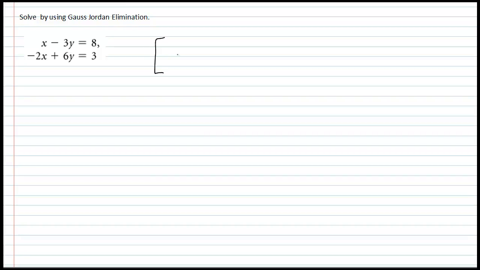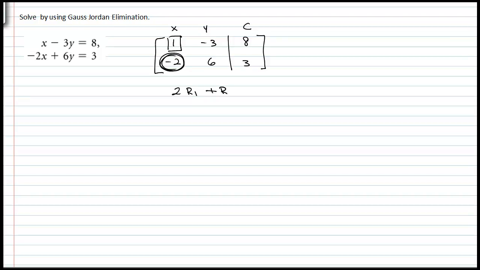Let's take a look at a problem that would be a no solution. Again, this system is in the proper format. So the augmented matrix is going to be 1, -3, 8, -2, 6, and 3. First row, first column is a 1 already. Next, what can I multiply to that 1 that when I add it to -2 will make it 0? And that would be +2. When you do 2 times row 1 plus row 2, you get 0, 0, and 19.